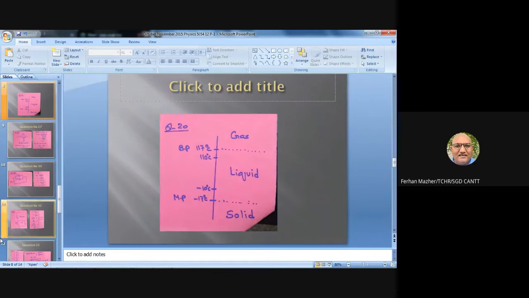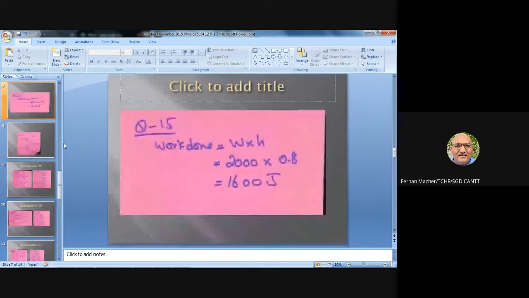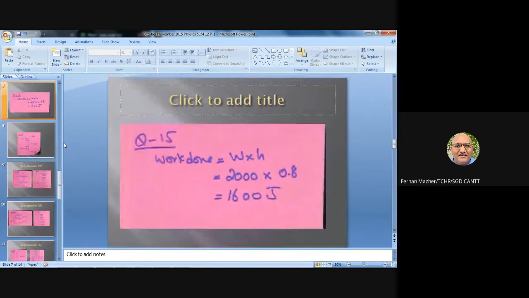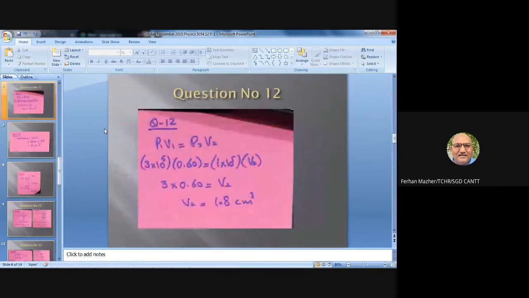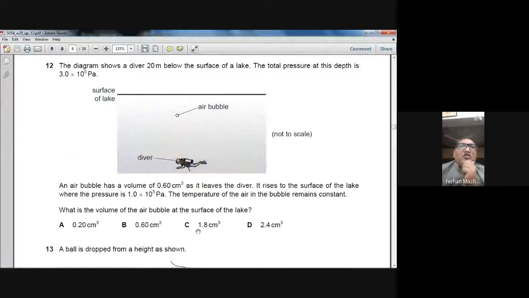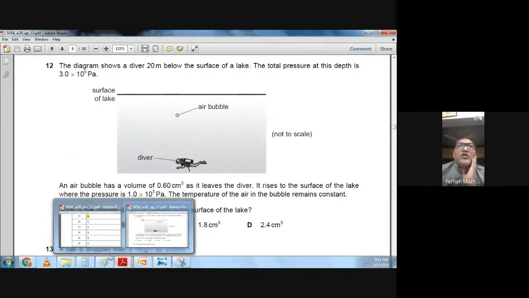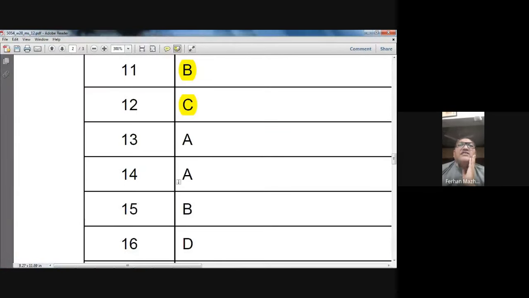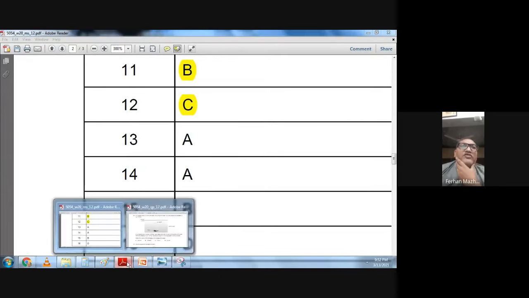Okay, so where was I? Yeah, we were on this question. Very sorry for this. Okay, so 1.8 centimeter cube, C is the right option. Question number 12, C looks like the right option. Now move to the next question.